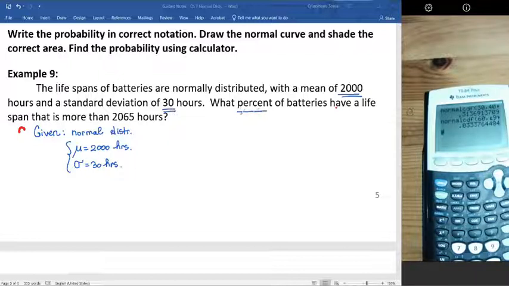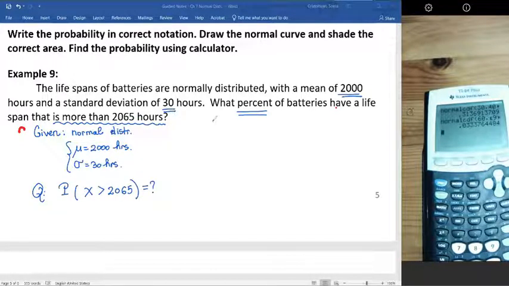Question, what percent, in other words, what is the probability that the batteries will have a lifespan more than 2,065 hours? So here we go, question, and I write this down in this symbol, probability that X, because I'm talking about an X distribution, a normal distribution, right? More than means greater than 2,065 hours. And because we have the same unit measure, we don't worry about converting it into anything else.